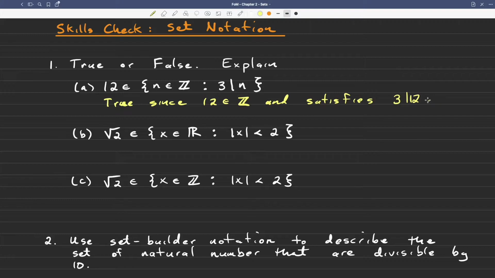Part B. Is square root of 2 among the set of real numbers whose absolute value is less than 2? Yes, this is true. We know square root of 2 is a real number, and we know that the absolute value of square root of 2, which is roughly 1.414, is less than 2.